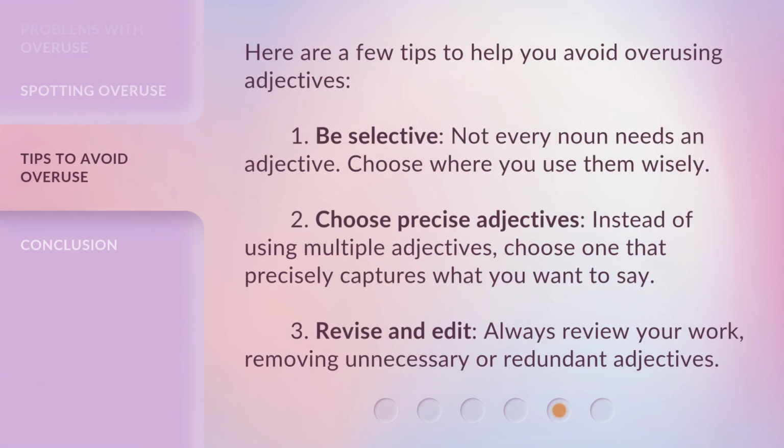Here are a few tips to help you avoid overusing adjectives. 1. Be selective. Not every noun needs an adjective. Choose where you use them wisely. 2. Choose precise adjectives. Instead of using multiple adjectives, choose one that precisely captures what you want to say. 3. Revise and edit. Always review your work, removing unnecessary or redundant adjectives.